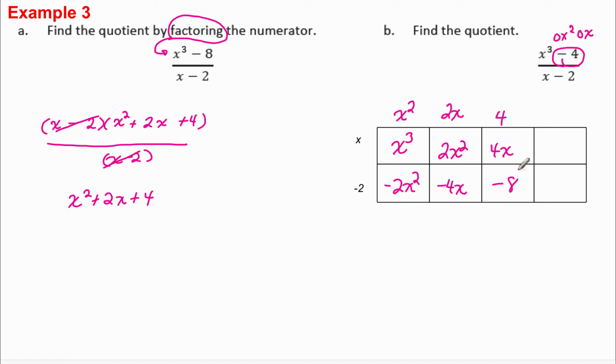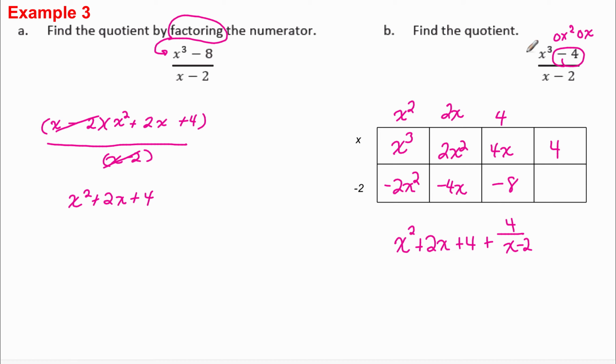What must be left over to add up to negative 4? Well, this has to be a positive 4. So when I divided this out, my answer was x squared plus 2x plus 4 plus 4 over x minus 2. That was my remainder.